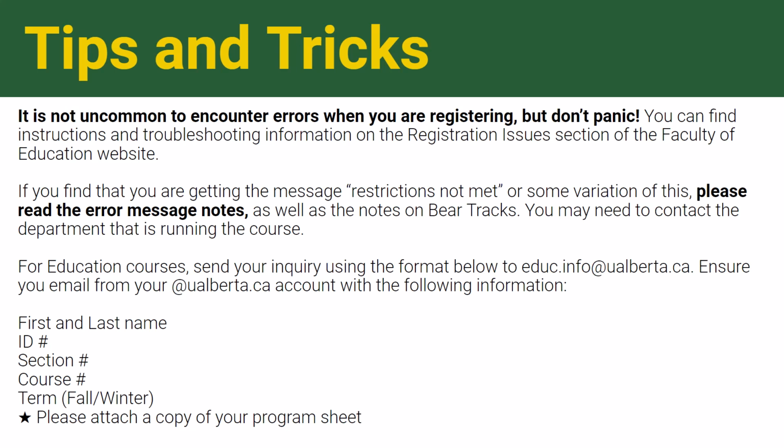Now, errors can occur when registering, so don't stress. There is an area for troubleshooting on the registration issues section of the Faculty of Education website. If you are having issues registering courses where restrictions are not met or other variations, you can contact the department directly at educ.info@ualberta.ca. Make sure you include your first name and last name, ID number, section and course number, as well as the term and a copy of your program sheet.